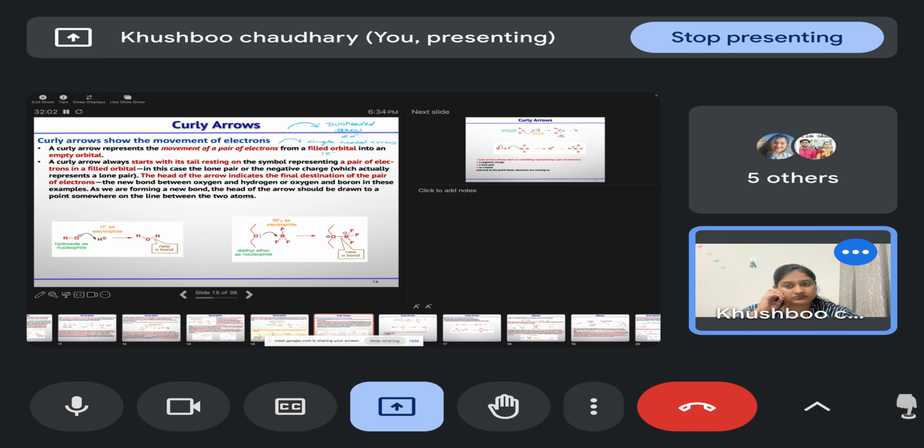So whenever we are using curly arrows, they represent the movement of a pair of electrons. From where? From a filled orbital to an empty orbital. So the movement of electrons is always from a filled orbital to an empty orbital. The tail will move from the electron rich source, and the head will point towards the electron deficient source.